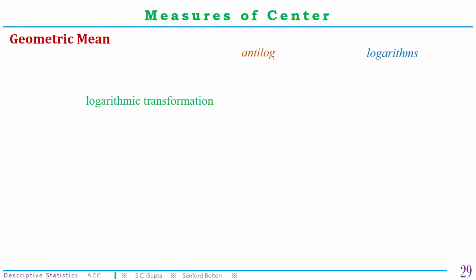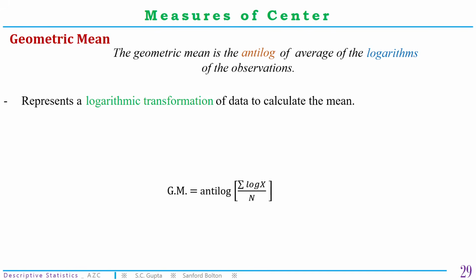Geometric mean. It is applied on logarithmic transformation. Its equation uses antilog and logarithms. The geometric mean is the antilog of the average of the logarithms of the observations. It represents a logarithmic transformation of data to calculate the mean. These are the equations to calculate geometric mean.